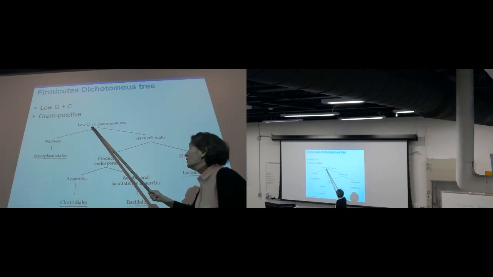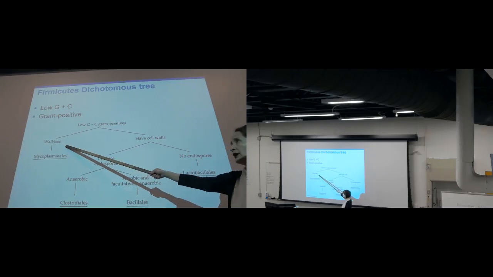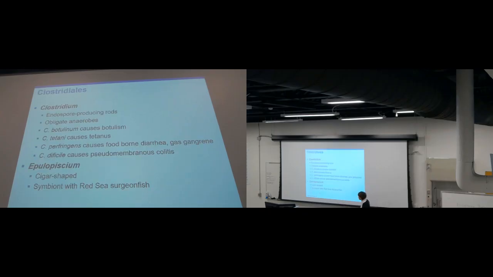So here we have then low G's and C's gram-positives. You can classify them as wall-less, like Mycoplasma thalis, or they may have a cell wall. And then those who have a cell wall can produce endospores or not produce endospores. The ones that do not produce endospores are Lactobacillus, and the ones that produce endospores can be anaerobic, like in the case of Clostridia, or aerobic or facultative anaerobes, like the Bacillus. So that's the dichotomous tree for low G's and C's.